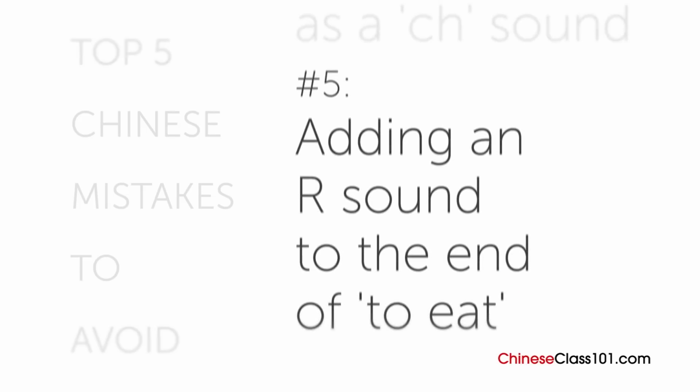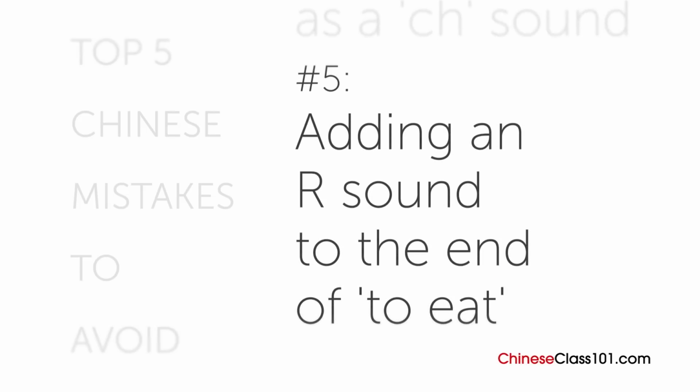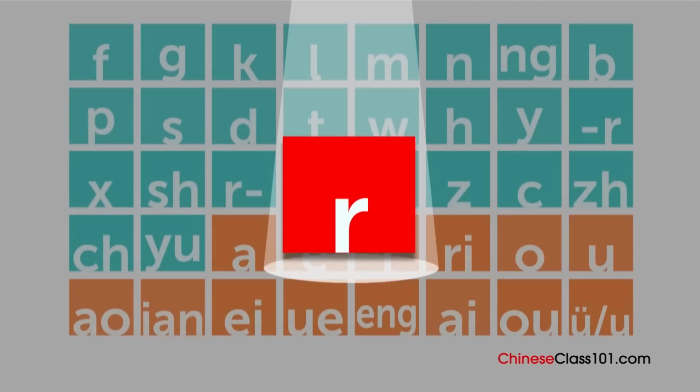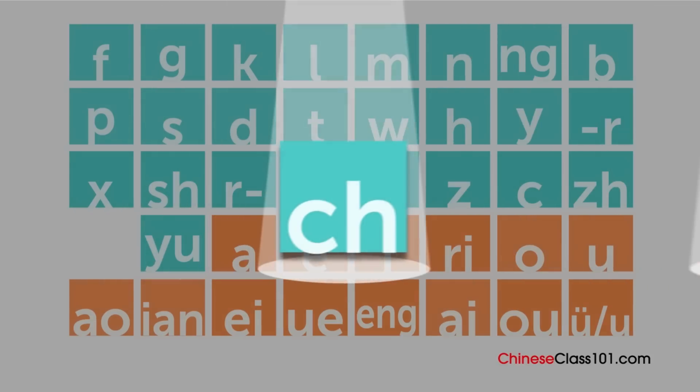Number 5, adding an R sound to the end of to eat. Students of Chinese tend to add an R sound in the middle or at the end of a word. This generally occurs when the speaker isn't used to pronouncing the Chinese CH.